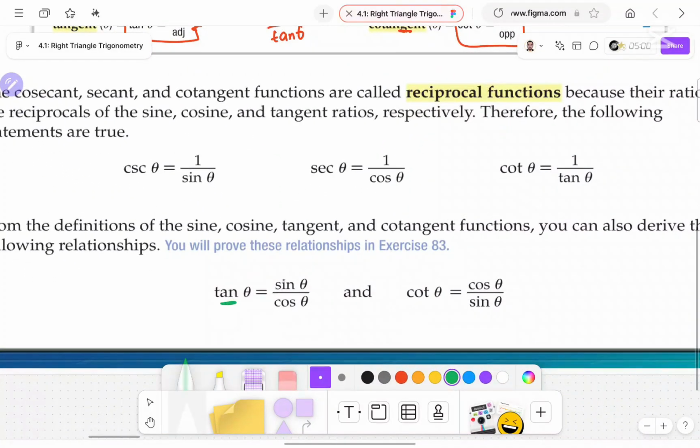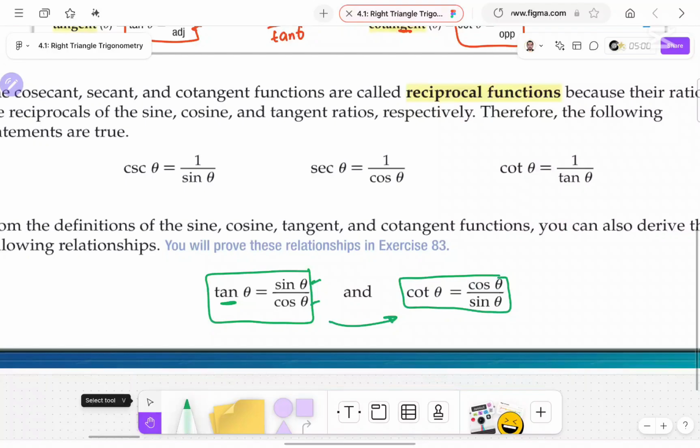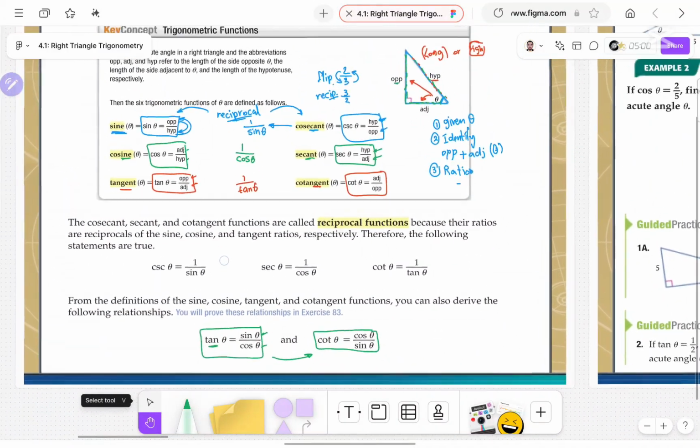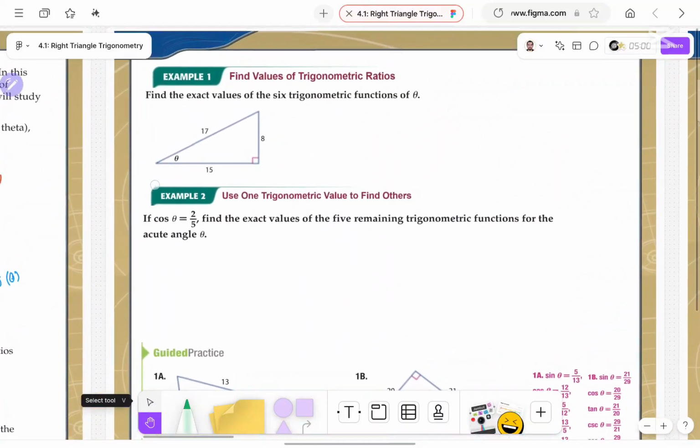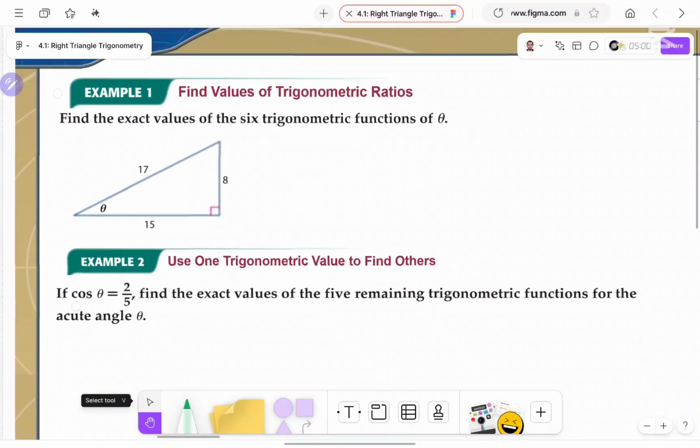The tangent can also be written as sine theta over cosine theta. So what is the reciprocal, which is the cotangent? We flip the sine over cosine, and it will be cosine over sine. So cotangent will be cosine over sine. These are the rules, or the ratios, we need to memorize always to understand all the questions. Now let's start with the first example.